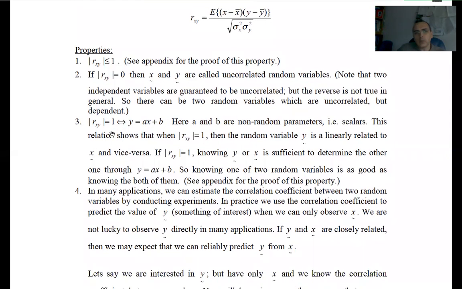But what is interesting is the following. These two statements are equal. If I have, let me say, two random variables fully correlated, correlation coefficient of 1 or minus 1, that means that there is an affine relation between x and y.